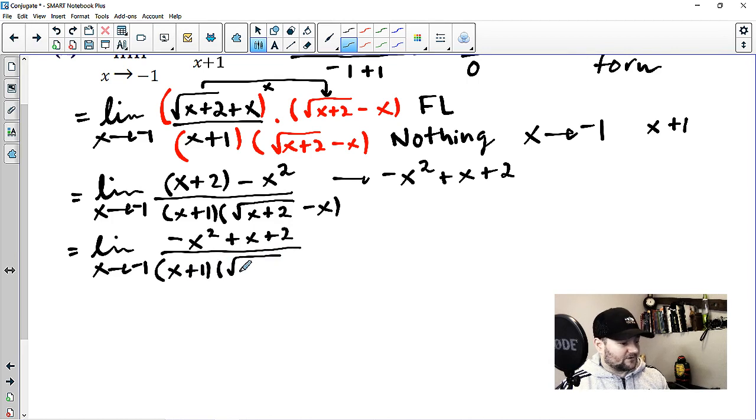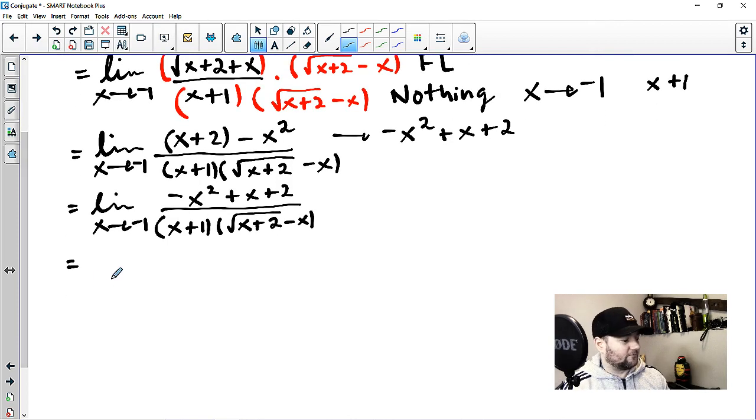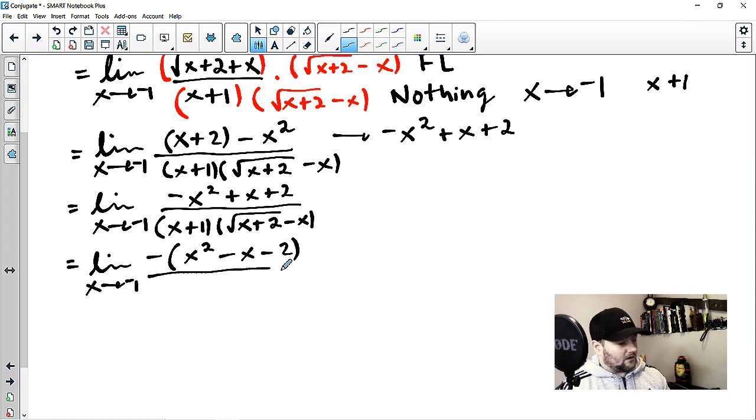Now, if you've had me as a teacher in class in person, you know my philosophy when it comes to quadratics is I never, ever, ever leave a negative in front of the x squared, no matter the situation. It's just like a personal thing. And for me, it always makes the factoring just a little tiny bit easier. So if I do that, then I end up with x squared, then minus x minus 2, just like that. All right. And on the bottom, nothing changes: x plus 1, root x plus 2, and then minus x.